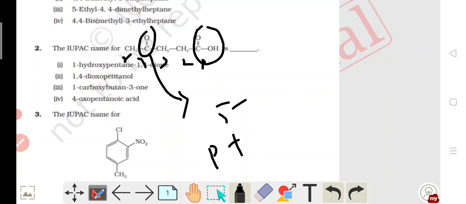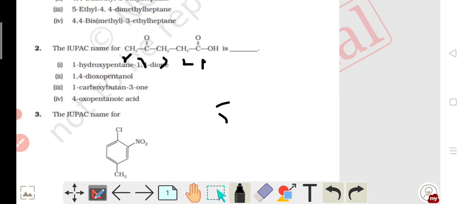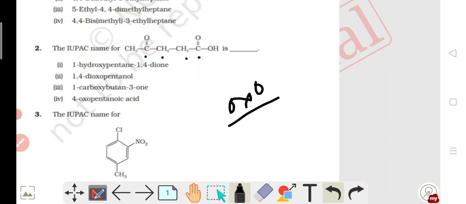For this, we know that the prefix we use for ketone is oxo. Oxo in 1, 2, 3, 4. At 4 position there is an oxo group. If you go through the options, it is clear that option I B is 4-oxo-pentanoic acid, 4-oxo-pentan-1-oic acid also written.